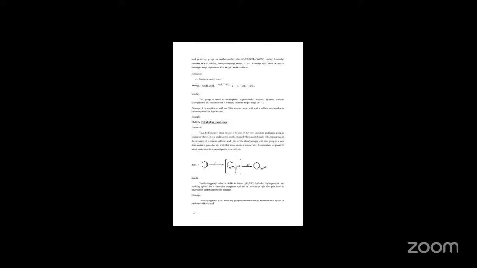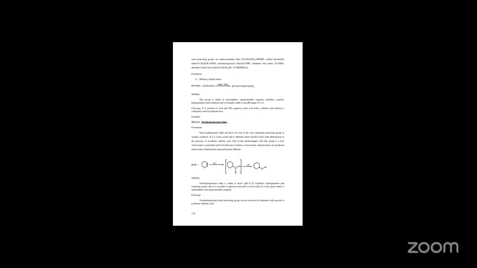Next, tetrahydropyranyl ether. The tetrahydropyranyl ether proves to be one of the very important protecting groups in organic synthesis. It is a cyclic ether and is obtained when alcohols react with dihydropyran. When dihydropyran reacts with alcohols in acid medium, it gives tetrahydropyranyl ether as the product.